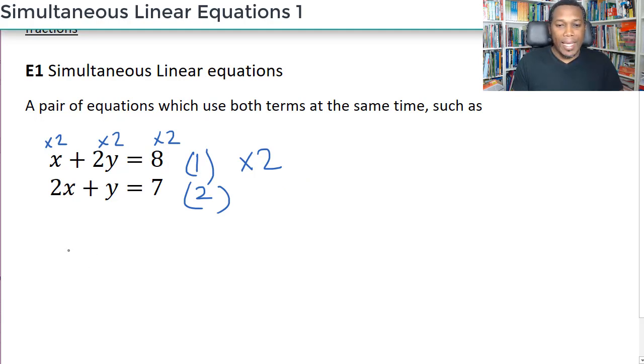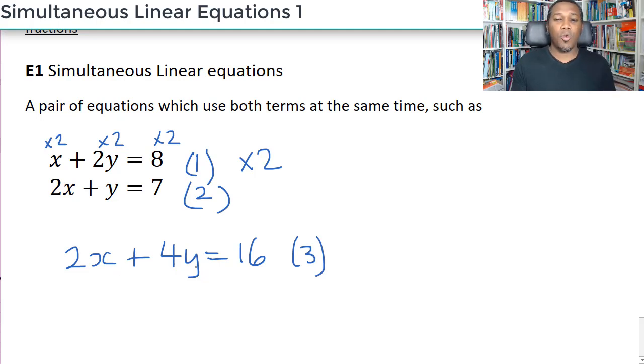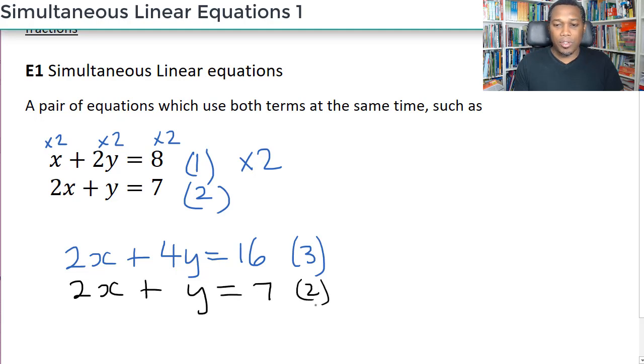So I have now 2x plus 2y doubled, which gives me 4y. Doubling is multiplying by 2. And then 8 2's are 16. And I'll call this equation 3. So equation 3, 2x plus 4y equals 16. And just to make my life a little bit easier, I'm going to rewrite equation 2. So equation 2 is 2x plus y is equal to 7. That's our equation 2.